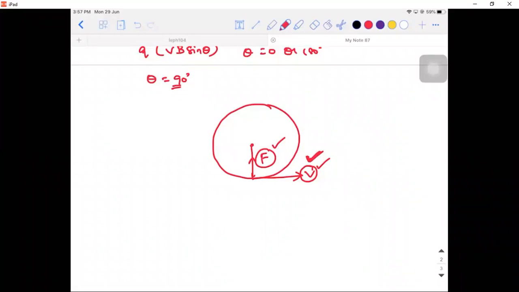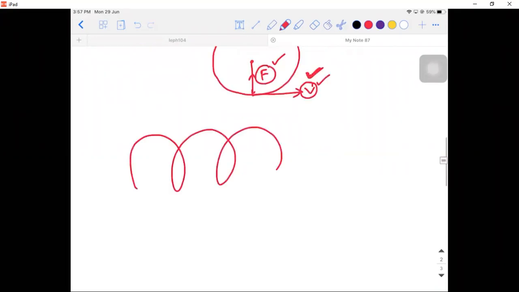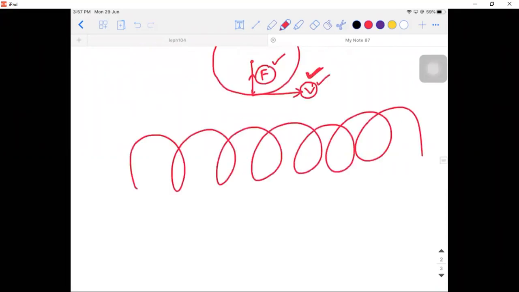It won't accelerate in the direction of its velocity. Am I right? So it will not be able to. Even if you think of the helical path, this is the failure you are going to face. It is not going to accelerate in the direction of its velocity.